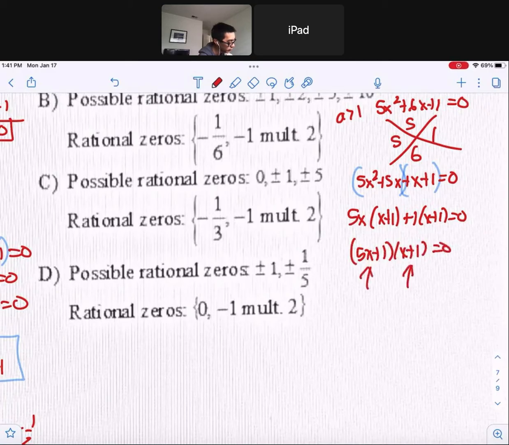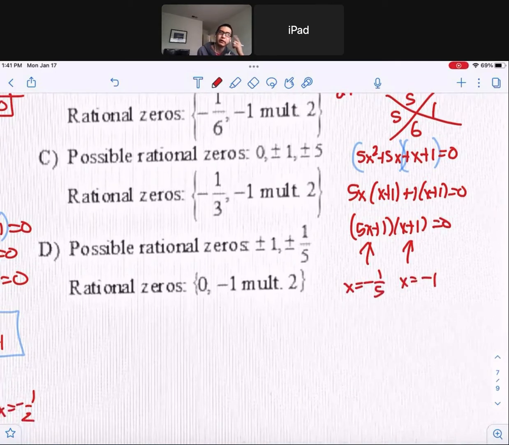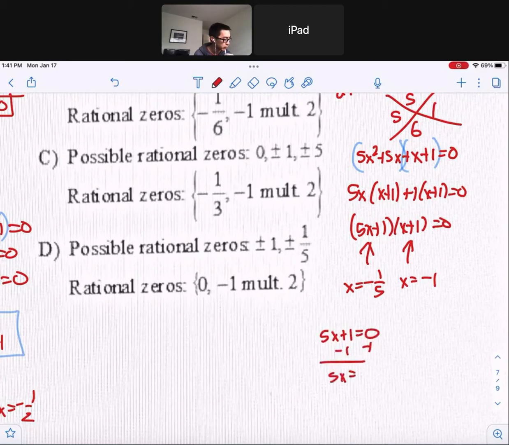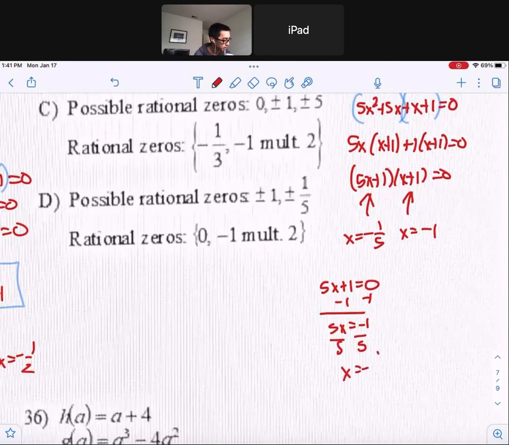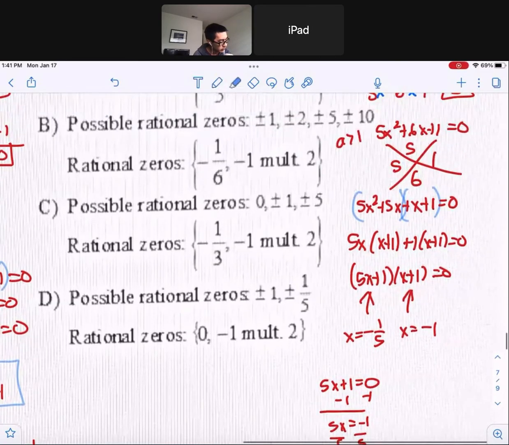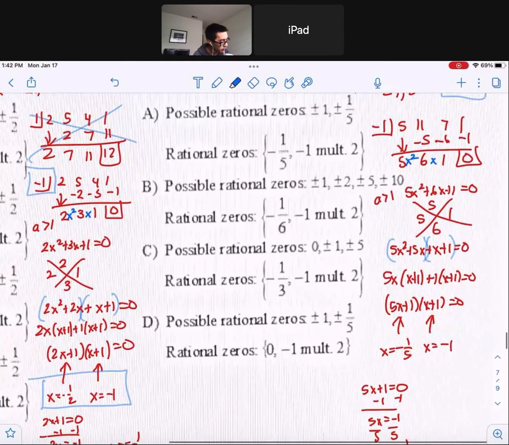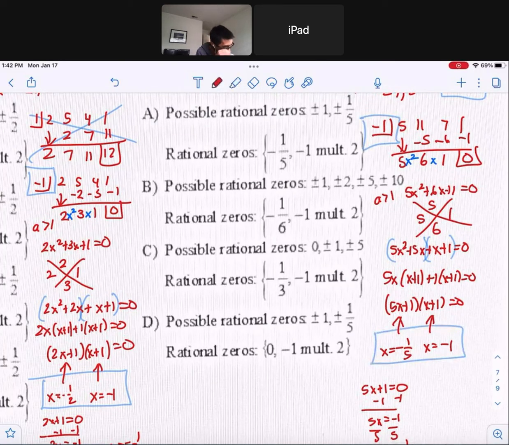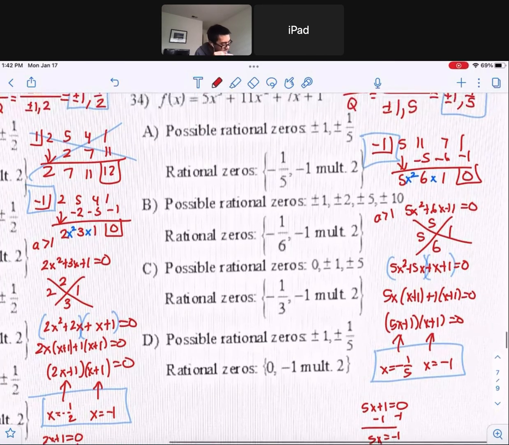What values of x will make both of these zeros? This one, negative 1, this one, negative 1/5. And again, if you can't figure out that negative 1/5 in your head, then set the whole factor equals to 0 to find what our answer would be. So we got -1 is one of our answers, and another -1 and -1/5. So our answer is going to be A.